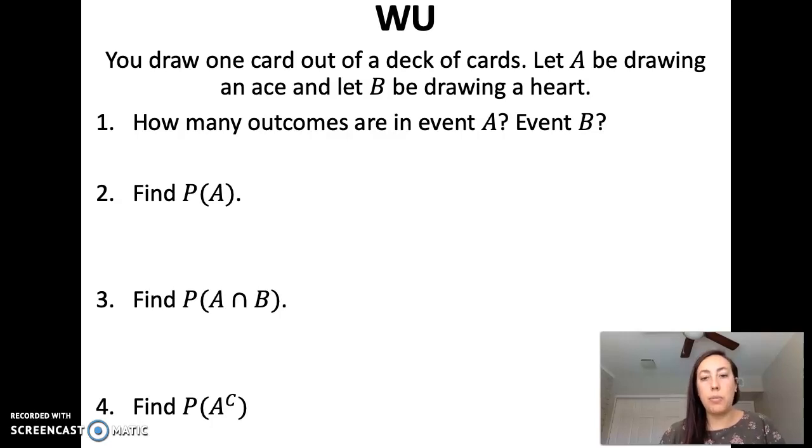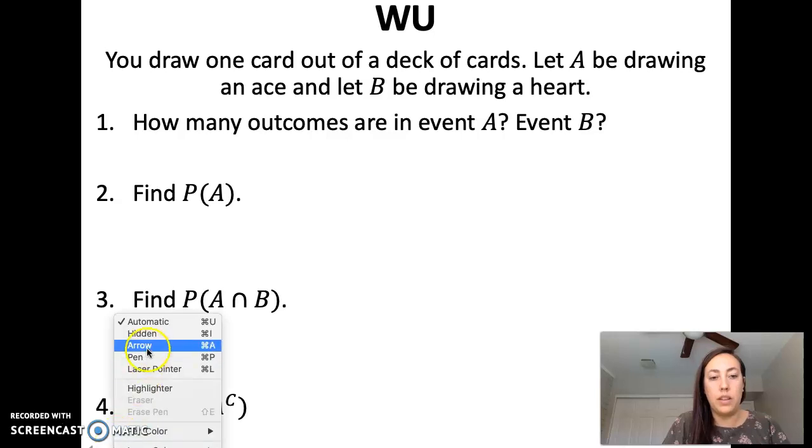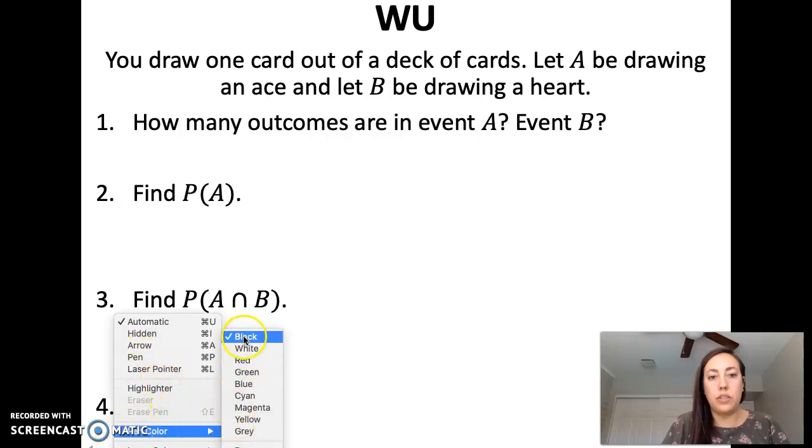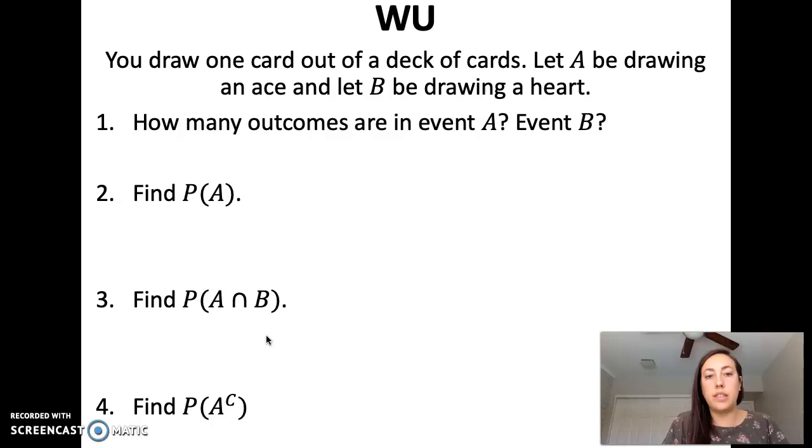Hi guys, let's do a couple practice problems from 21.1. It's just a little review of what we did in the last lesson. So you draw one card out of a deck of cards. Event A is going to be drawing an ace and the event B is going to be drawing a heart.